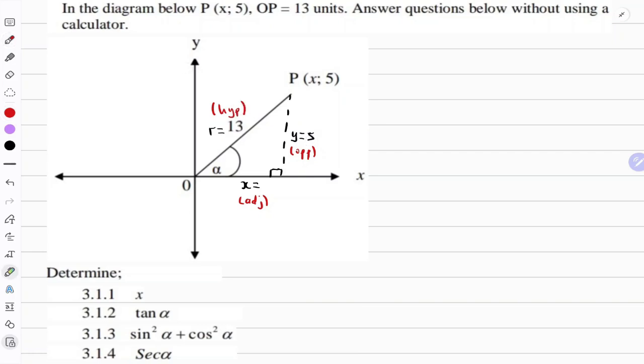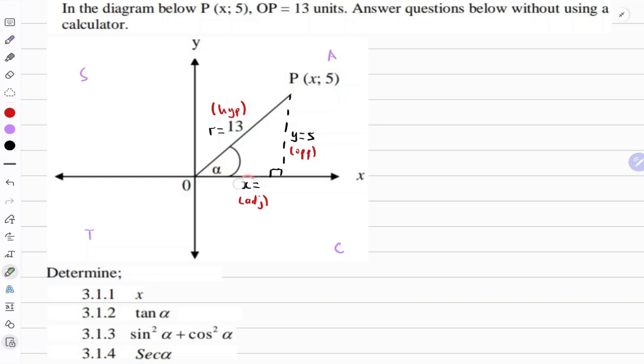With respect to this angle, this is the adjacent because it's next to the angle. This is the opposite side because it's opposite the angle. And this is our hypotenuse because it's the longest side. Also, if we apply our CAST, we can see that all trig ratios are positive here, so all your x and y values will be positive.